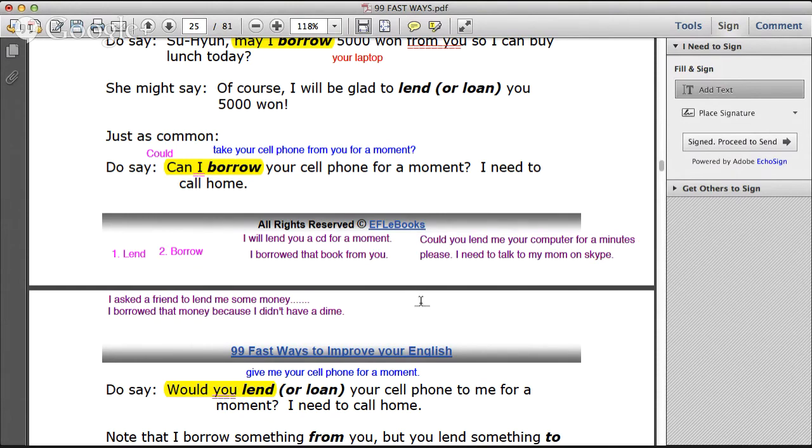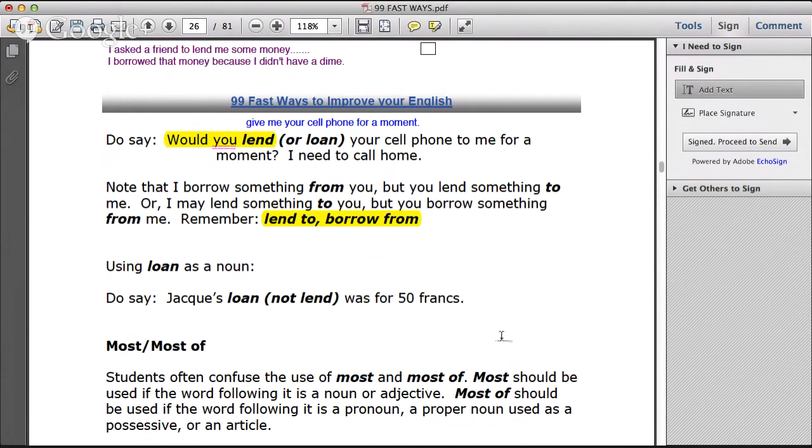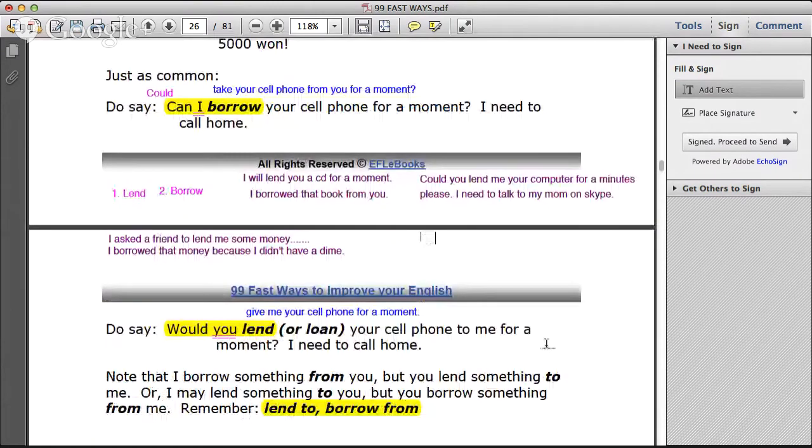And one for borrow. What would that sound like? I borrowed my debit card to my sister because she needs it to buy a present for my dad on Father's Day. Okay, so let's take a look at this. In this sentence, are you saying give or take?